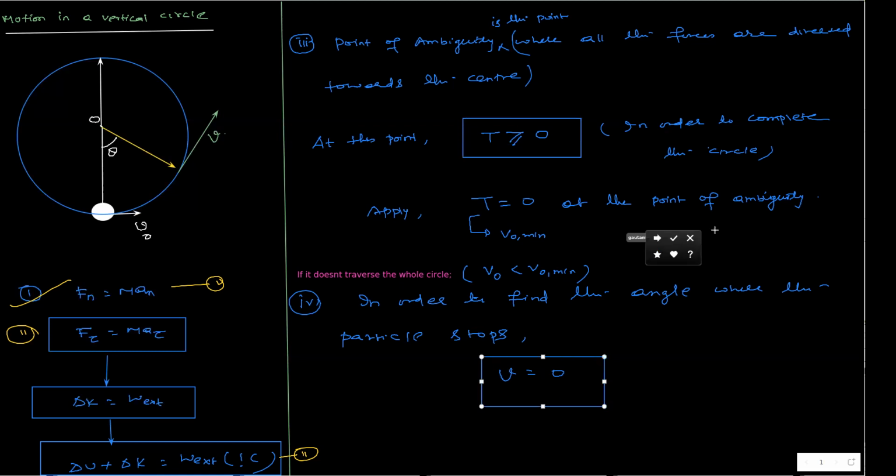And somewhere, in some questions, tension will not be there, maybe normal reaction will be there, like a particle moving in a hemisphere ball, right? So in that case, in place of tension there is a normal reaction. So somewhere you will get tension, somewhere you will get normal reaction, but essentially the conditions you have to apply will be the same. So these are the four equations or four conditions that you have to apply in order to analyze the motion in a vertical circle.